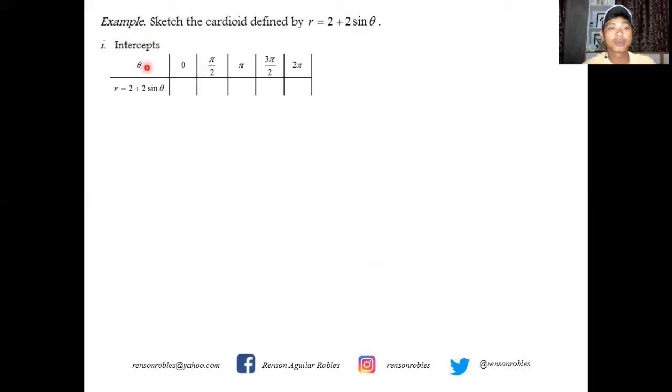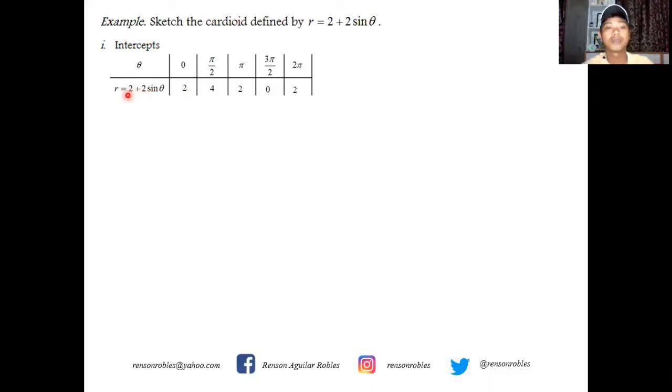For when theta is 0, sine 0 is 0, times 2 is 0, plus 2 is 2. Next, sine pi over 2 is 1, times 2 is 2, plus 2 is 4. Next, sine pi is 0, times 2 is 0, plus 2 is 2. Next, sine 3 pi over 2 is negative 1, times 2 is negative 2, plus 2 is 0. Next, sine 2 pi is 0, times 2 is 0, plus 2 is 2.